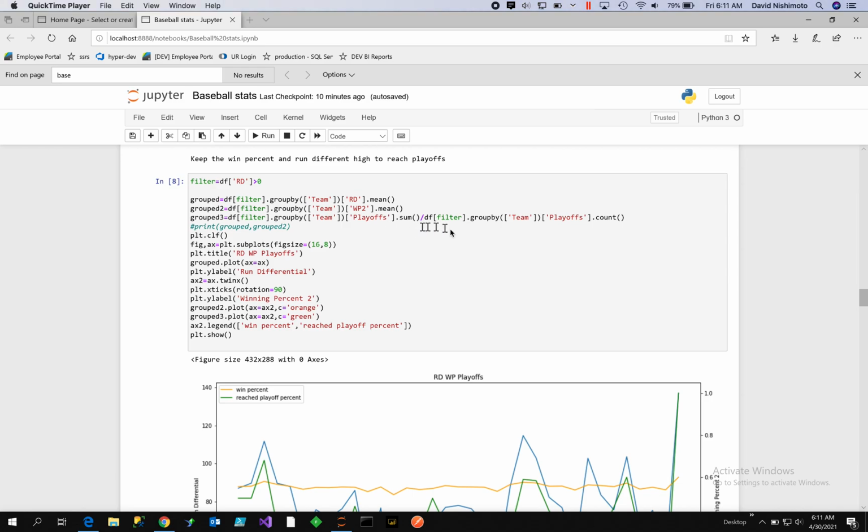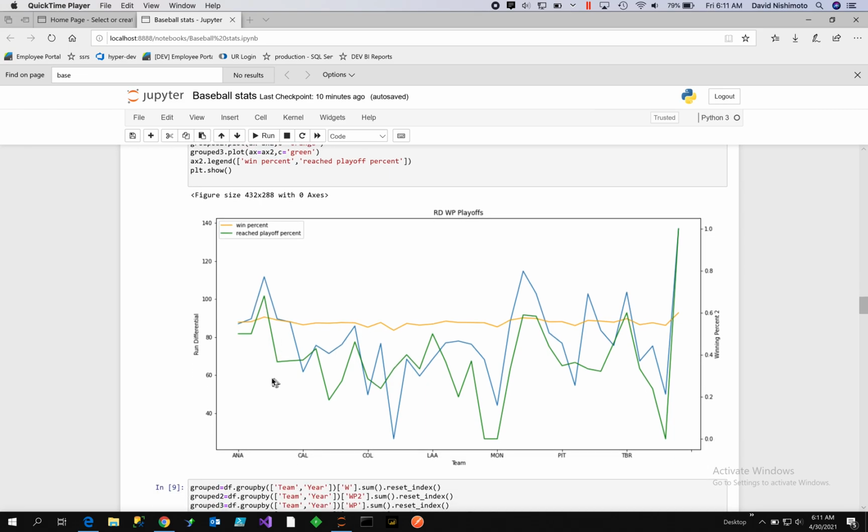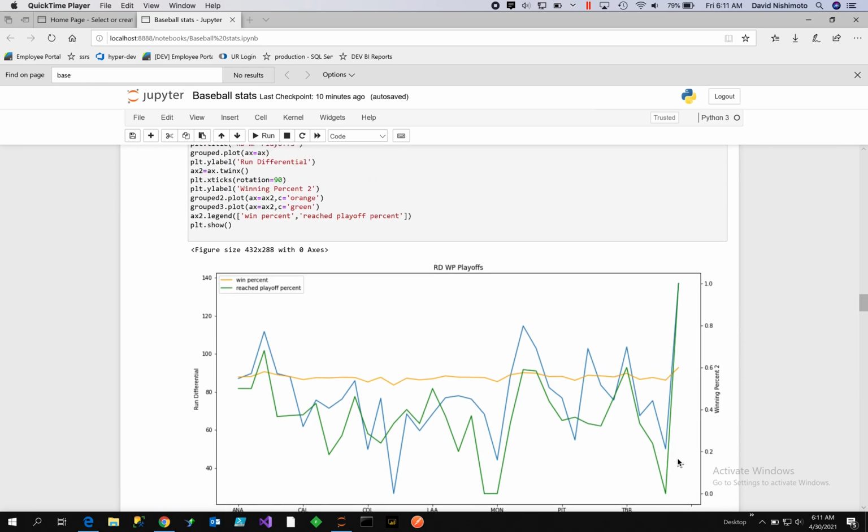divided by the playoff count, total playoff count. So we'll see which ones are getting into the playoffs. So you can see that the win percent is the yellow line, and the reached playoff percent is the green line, and then you have the different teams down here.